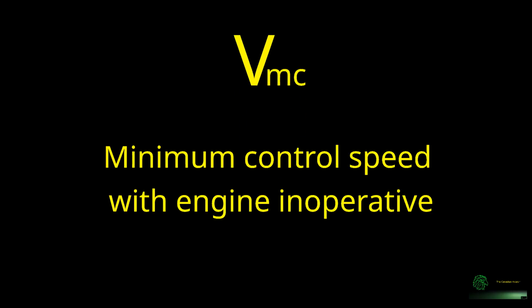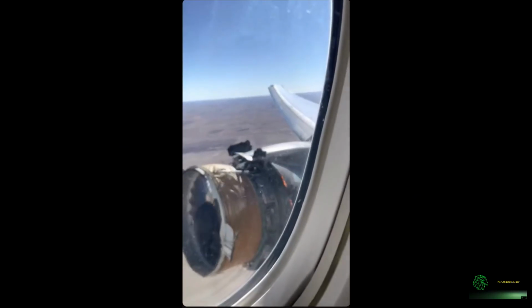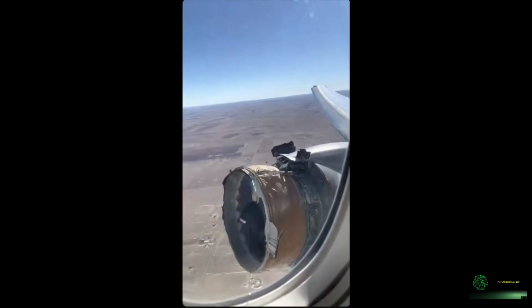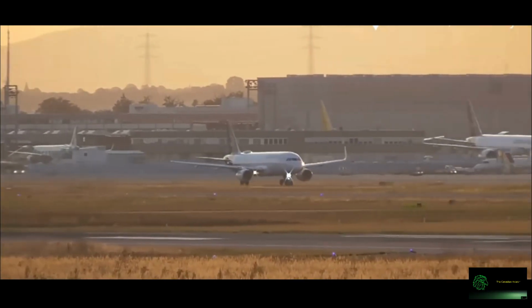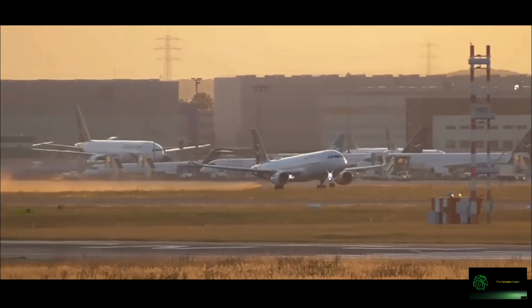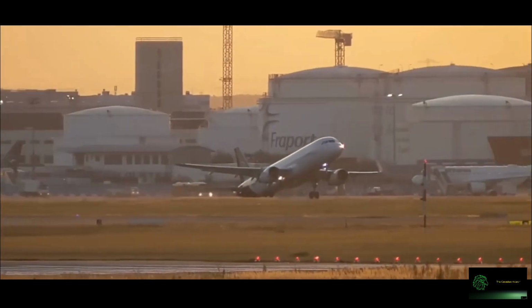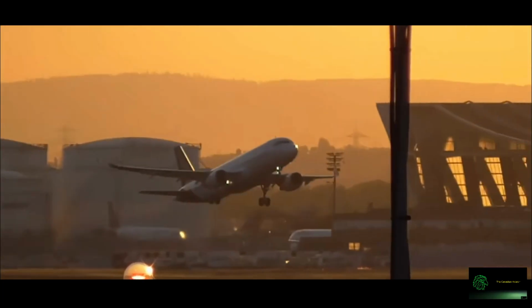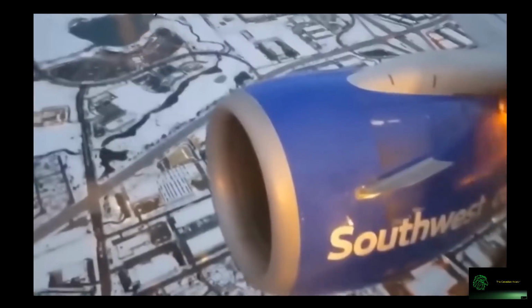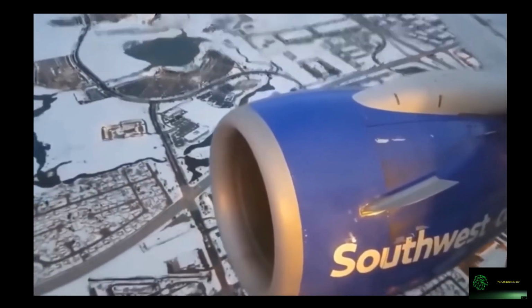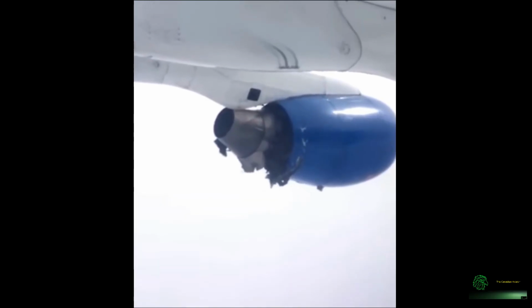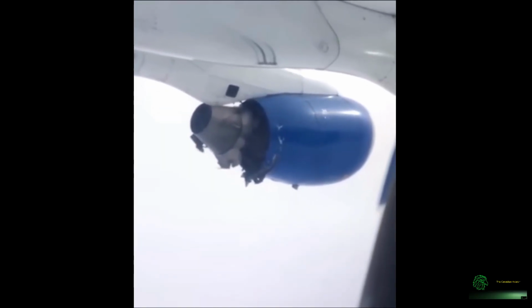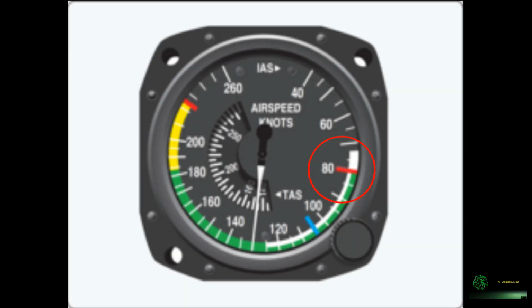VMC, minimum control speed. VMC is the minimum control speed with the critical engine inoperative in a multi-engine aircraft. It is the lowest speed at which the aircraft can maintain directional control using maximum rudder input and no more than 5 degrees of bank towards the operating engine. Below VMC, the rudder will not produce enough force to counteract asymmetric thrust, and the aircraft may yaw or roll uncontrollably towards the failed engine. VMC is marked on the airspeed indicator with a red dial line.